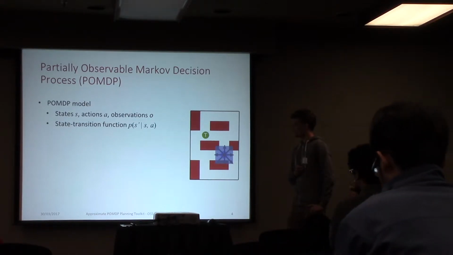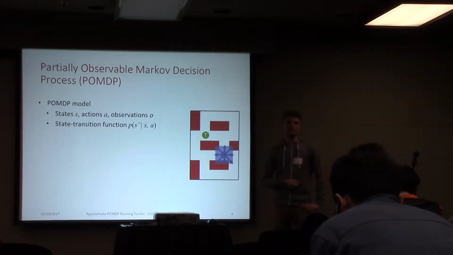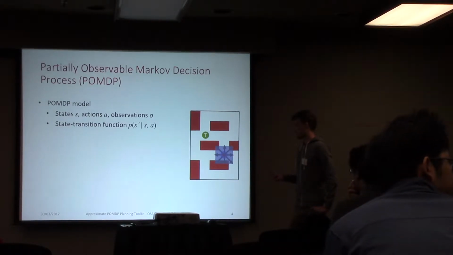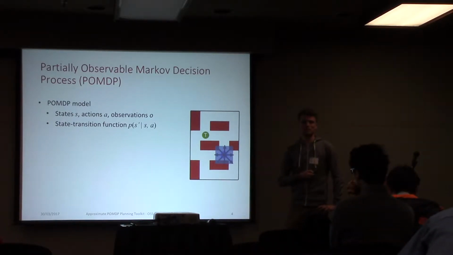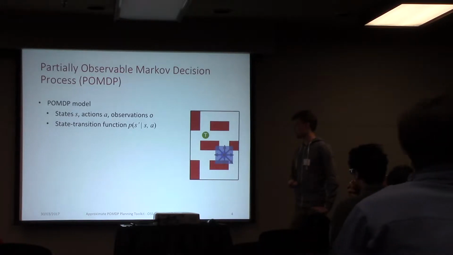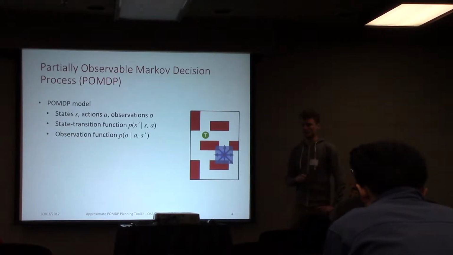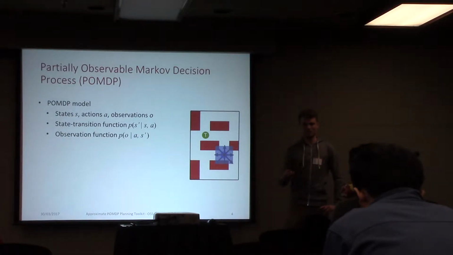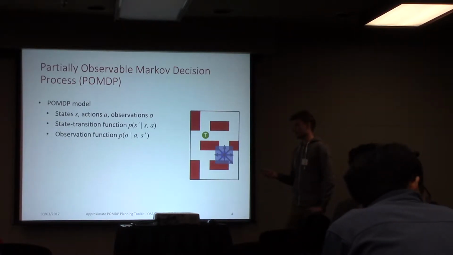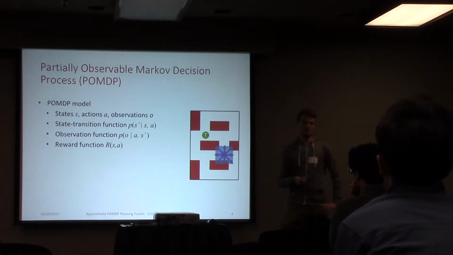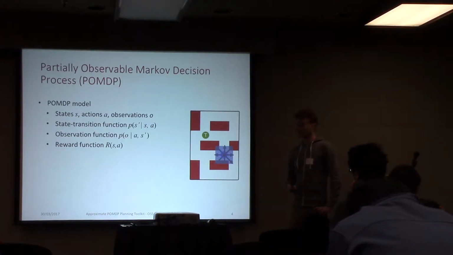The world is noisy, so we will represent the transition function in this problem as a probability distribution, and similarly our observation function is also a probability distribution, so it has the probability of receiving an observation after taking an action in a state. Finally, we have a reward function that basically informs the objective of the task.